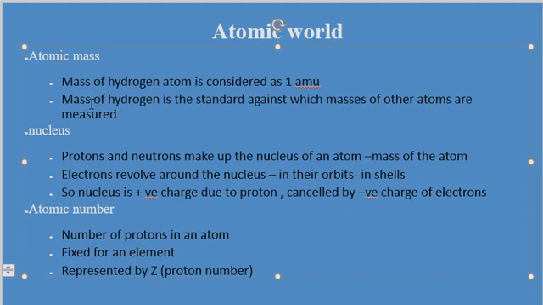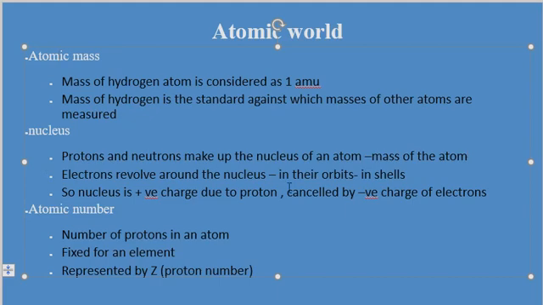1 AMU. Now we know that an atom has 3 subatomic particles: electron, neutron, proton. What is the nucleus? Protons and neutrons make up the nucleus of an atom. That is the main mass of the atom. Why is the electron not considered as the main mass of the atom? Because it is 1 by 1840 of a hydrogen atom.